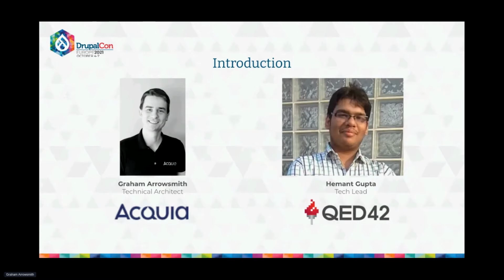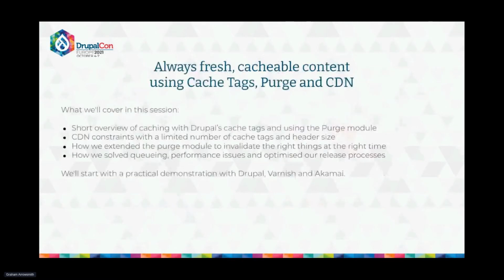So let's get on with what we're going to cover today. In this session, we're going to have a very quick overview of caching using Drupal cache tags, and the Purge module really is a foundation for some of the things we're about to talk about. We'll go through some constraints and challenges that we encountered with CDNs, with queuing, with processes, and some of the techniques and things we use to extend the module to make sure that we invalidate the right things at the right time. We'll talk about some of the queuing challenges, performance issues we experienced, things that we did to optimize our release process. And we'll start very shortly with a practical demonstration from Hemant on Drupal Varnish and Akamai, and really sort of show you what we've delivered.